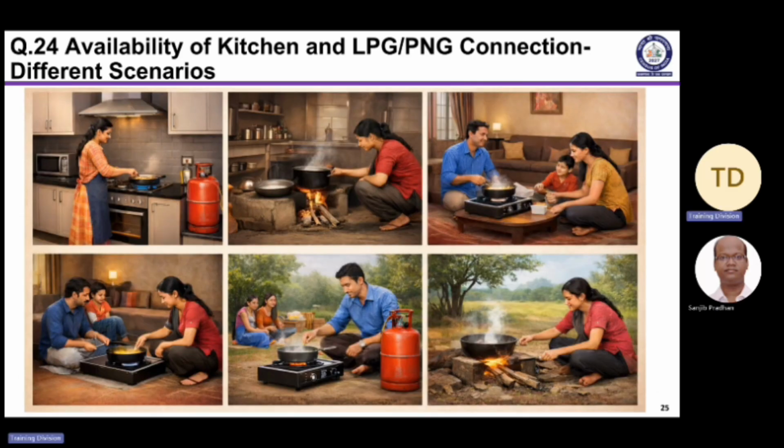So these are some of the pictorial representations. What is the first one? The first one is having a kitchen with LPG connection. The second is cooking inside the house, having a kitchen. The third one is firewood, inside the house somewhere. No LPG, but can it be PNG? It can. PNG means the cylinder is not necessary. So in the third one, there is no gas cylinder, but a PNG connection can be there.